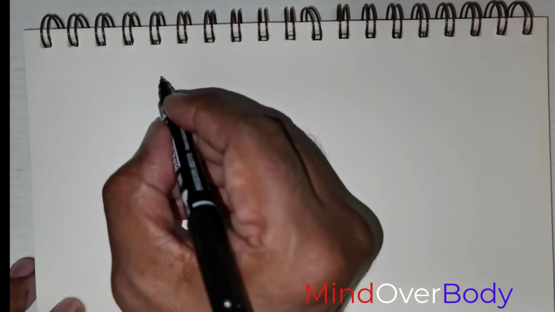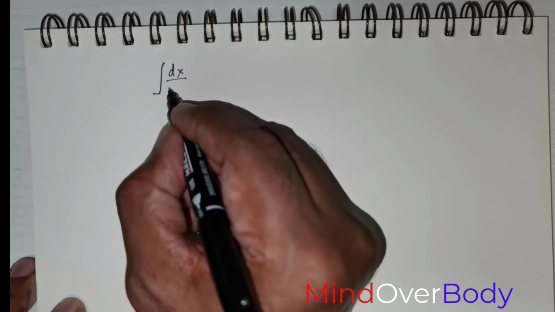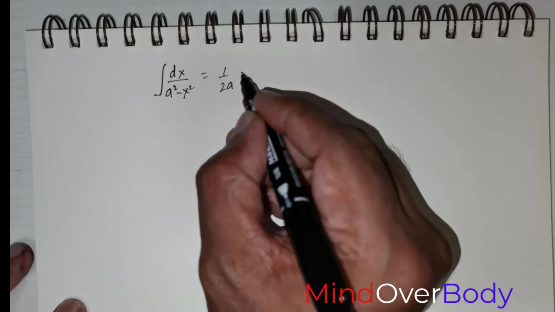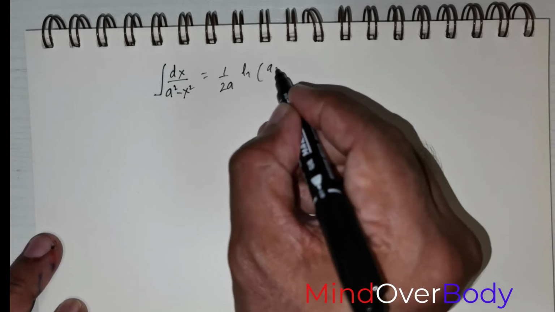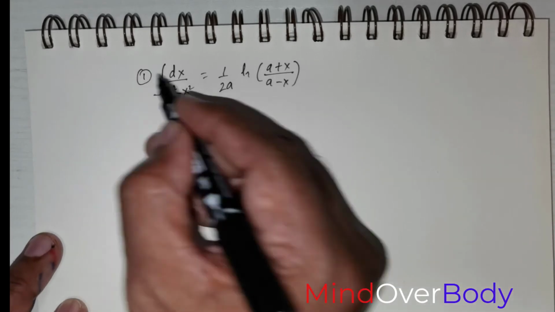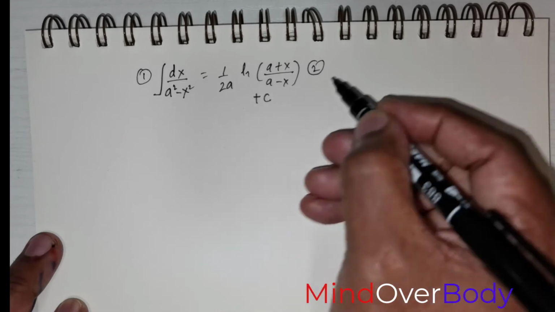Students, there are two important integral formulas that you will have to know. Integral dx over a squared minus x squared is equal to 1 over 2a ln of (a plus x) over (a minus x). This is formula 1. Of course, you have the arbitrary constant c.